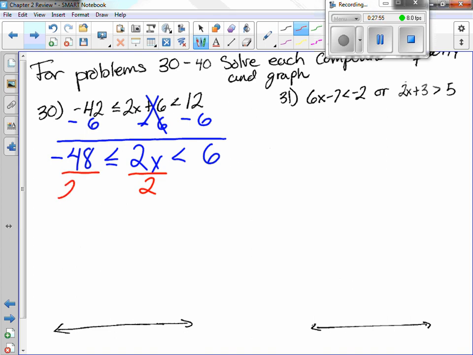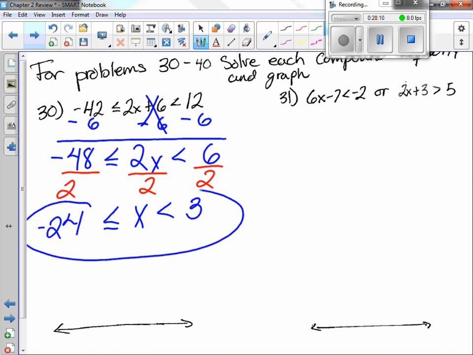And to get rid of the 2, we're going to divide all three sides by 2. Because 2 divided by 2 would give us just x. 6 divided by 2 would be 3. And -48 divided by 2 would be -24.